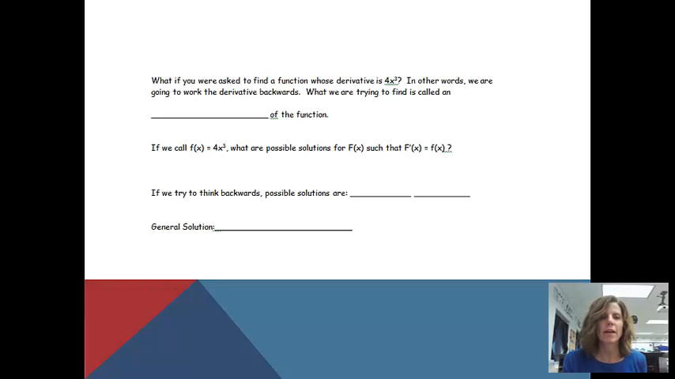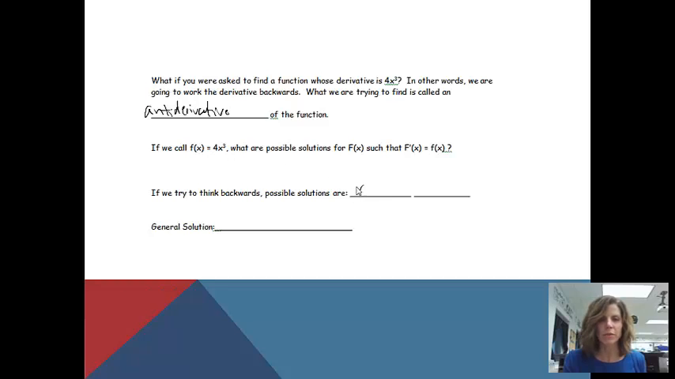What if you were asked to find a function whose derivative is 4x cubed? In other words, we are going to work the derivative backwards. What we are trying to find is called an antiderivative of a function. If we call f of x 4x cubed, let's find out what are some possible solutions for F of x such that F prime of x equals f of x. What that's talking about is, can I come up with a function so that when I take the derivative of it, I'll end up getting 4x cubed?